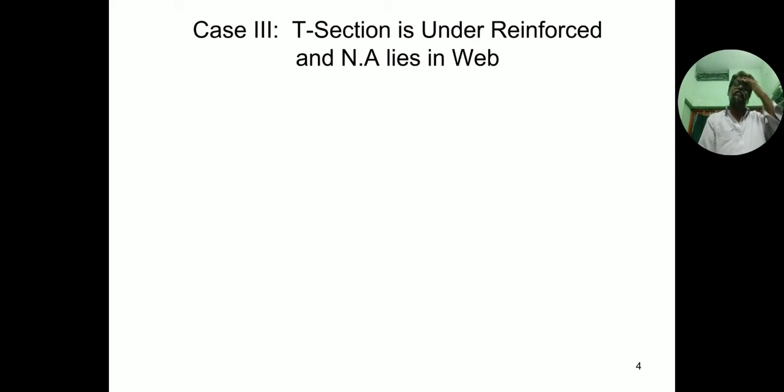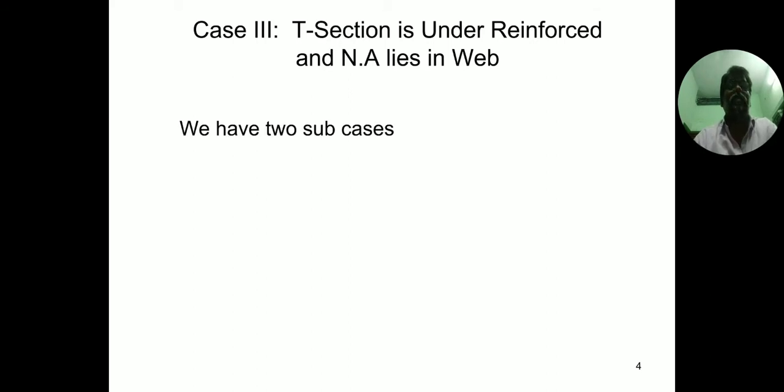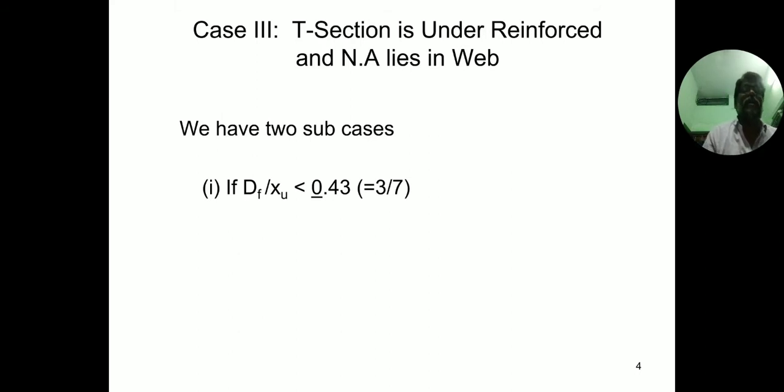Case 3. T section is under reinforced, neutral axis lies in web. We have two subcases: df by xu less than 0.43. 0.43 is equal to 3 by 7. That is, df must be less than 3 by 7 xu.